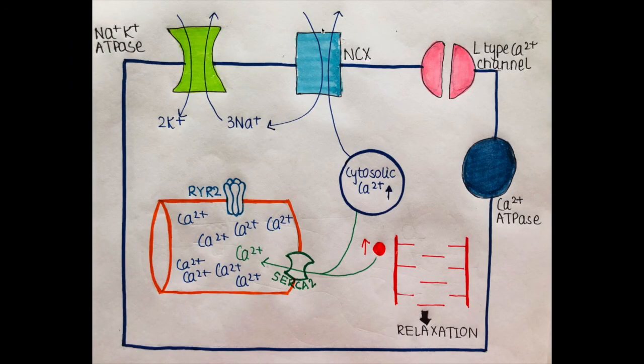Now, this is how a normal cardiac myocyte functions, how relaxation and contraction occur. Before going into the mechanism of digoxin, you really need to be clear with how this normal cell works.